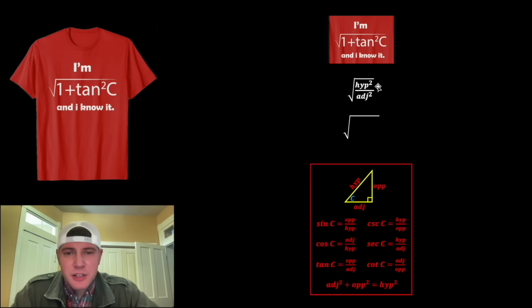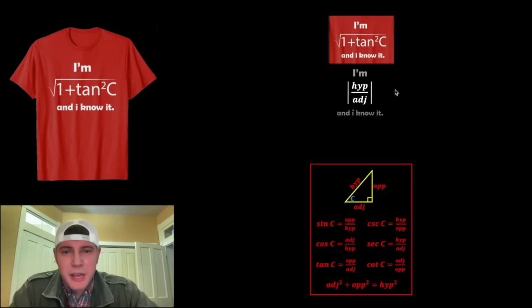We have a fraction where the top is being squared and the bottom is being squared. That's the same thing as the whole fraction being squared. So we can rewrite this as hypotenuse over adjacent, whole thing squared. And now we have a single term squared inside of a square root. This square root and this square can cancel each other out. The square root of 1 plus tangent squared c is the same thing as hypotenuse over adjacent. So we have "I'm hypotenuse over adjacent, and I know it."